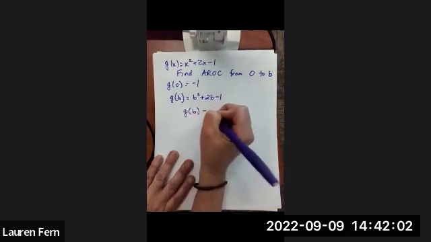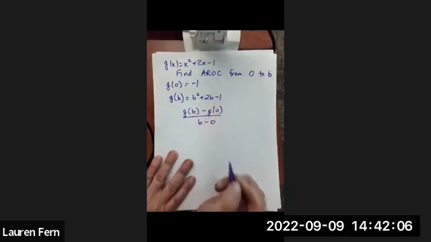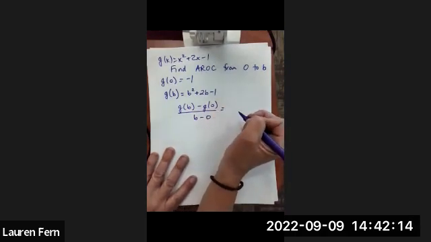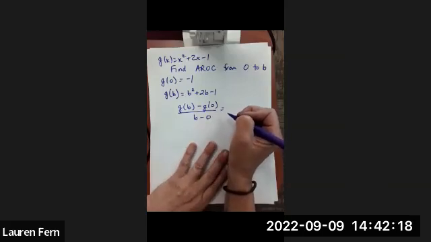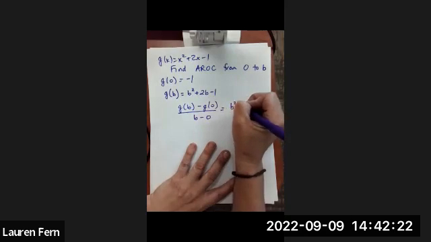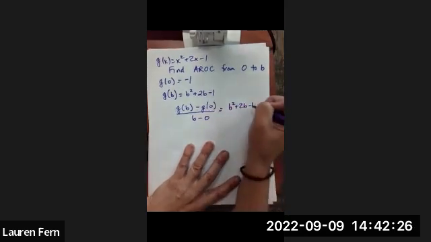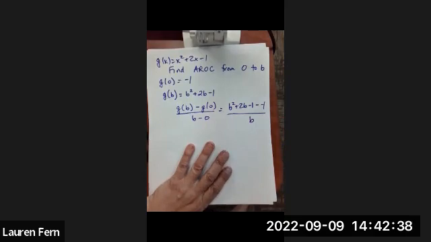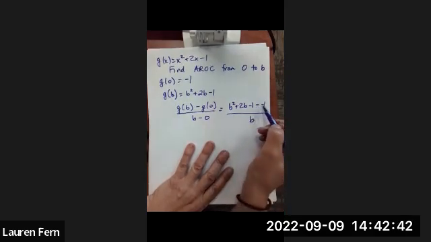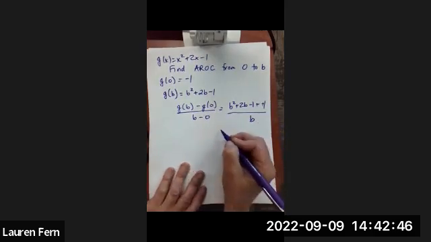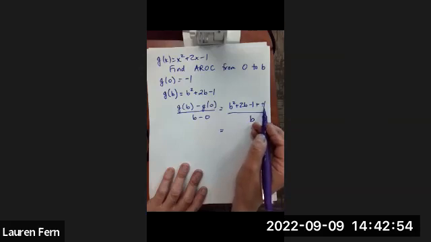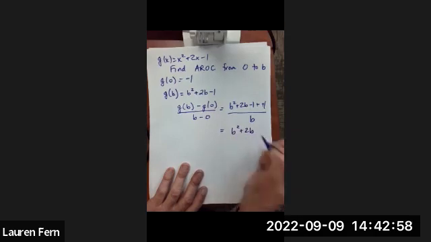Do you agree we're going to find g of b minus g of 0 over b minus 0? Average rate of change. This might not look very satisfying, but deal. g of b is b squared plus 2b minus 1, minus g of 0. What is g of 0? -1. And b minus 0 is b. Do you agree that minus a negative is plus a positive? So what do I end up with in my numerator? What happens to -1 and 1? They cancel. Aren't I left with b squared plus 2b over b?